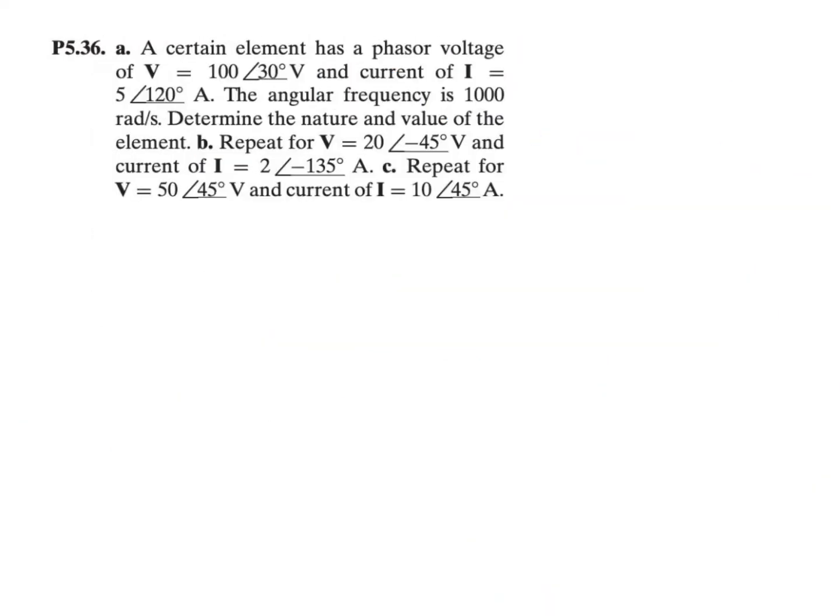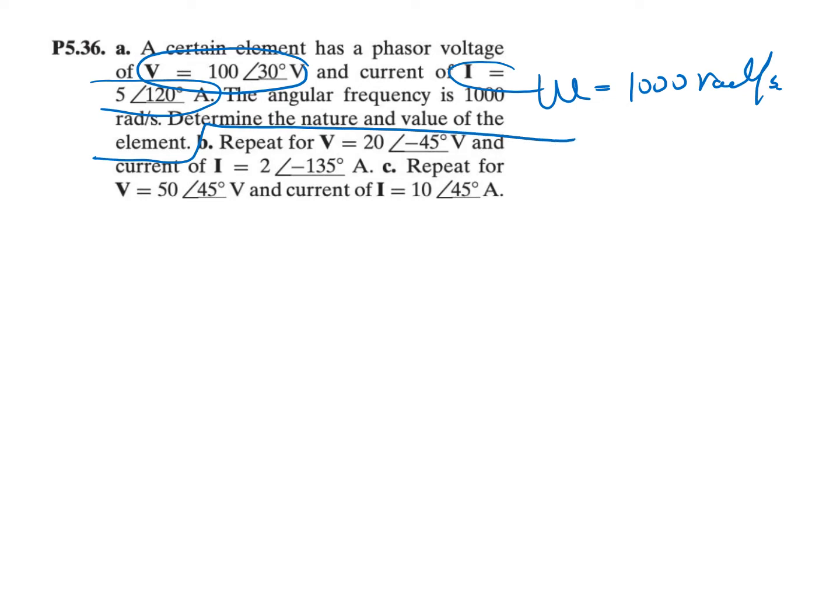Question 5.36. A certain element has a phasor voltage V as this, current as this, angular frequency omega is 1000 radians per second. We need to determine the nature, that's the type. So we need to determine, is it a capacitor, an inductor, or a resistor. And we are also asked to repeat this for question B and C.